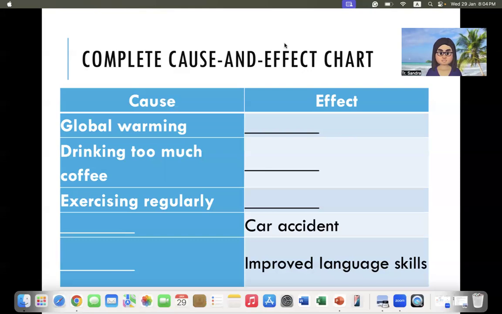What will be the effect? Reduce risks of diseases. Yes, we will have better sleep and better health. And if we exercise regularly, we will lose weight. We will lose weight, and it can also increase our strength. Okay.